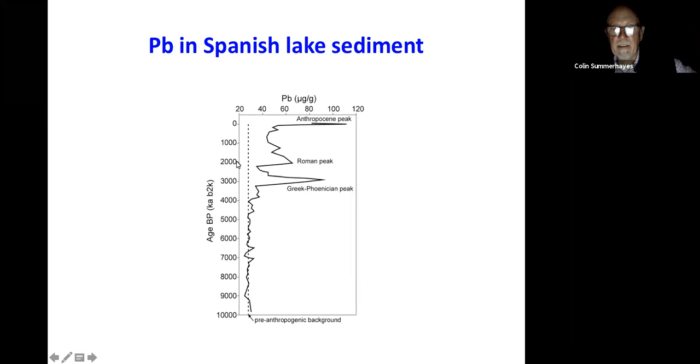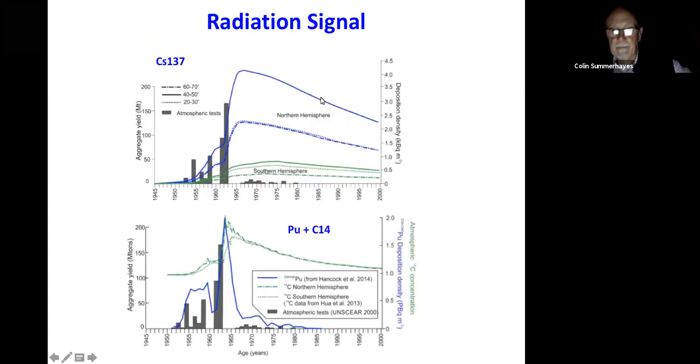Then we have another peak around AD 2000, where the Romans were using lead, and then we go to recent times, and that's from the lead used as an anti-knock additive in petrol, which we don't do anymore. So that is beginning to decline.